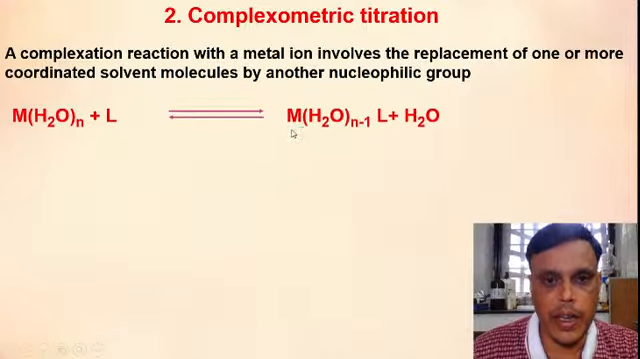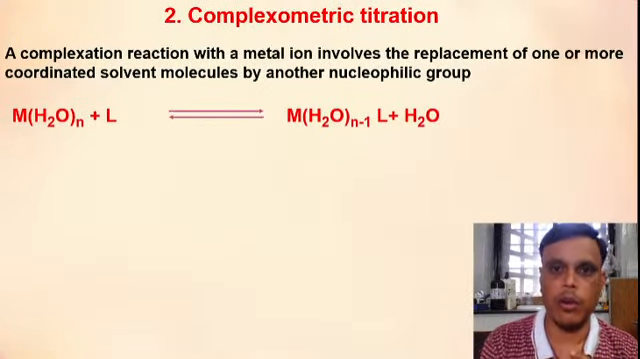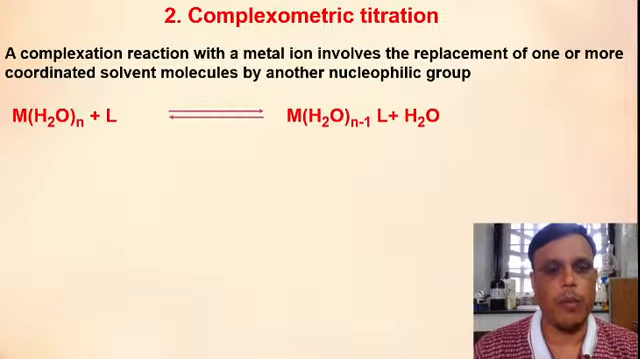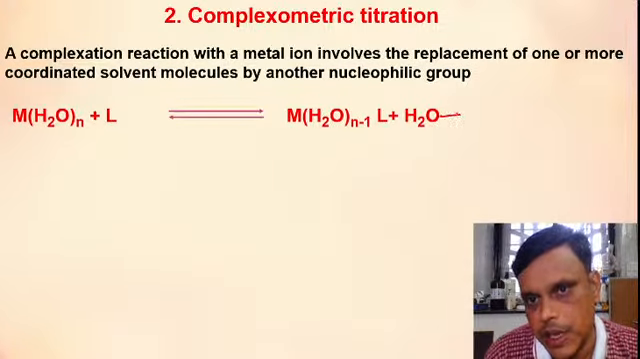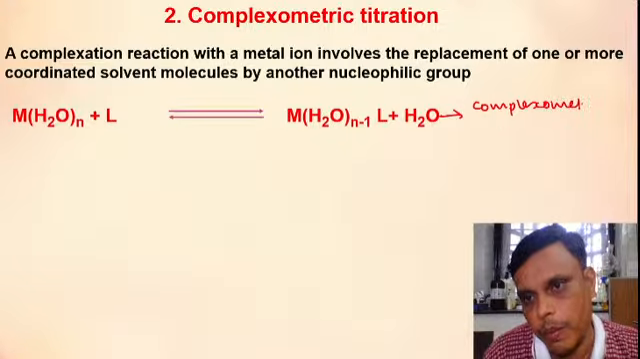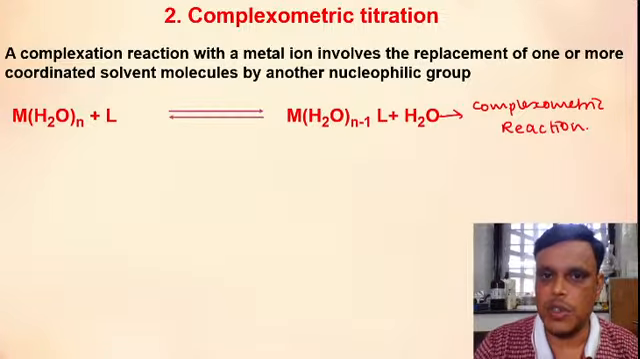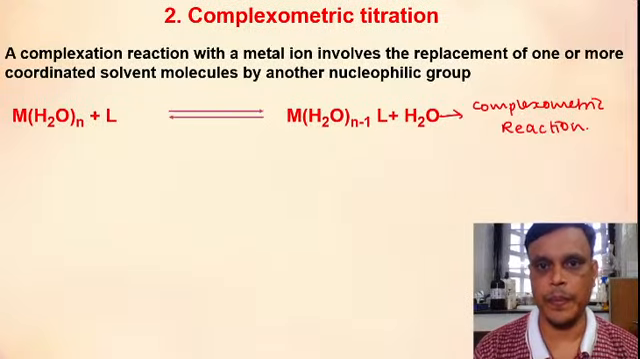So what will happen here? M(H2O) n minus 1. So n minus 1 indicates that only one water molecule has been removed and one nucleophilic group, that is the ligand group, has attached to the central metal atom. So this reaction is called a complexometric reaction. And when this reaction, that is the complexometric reaction, is used in a titration, then that titration is called a complexometric titration.